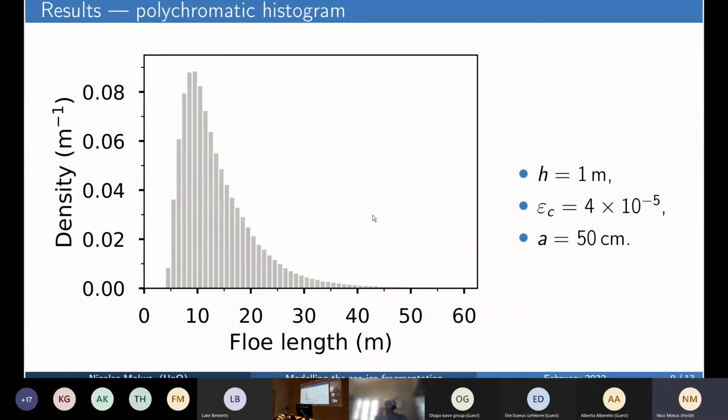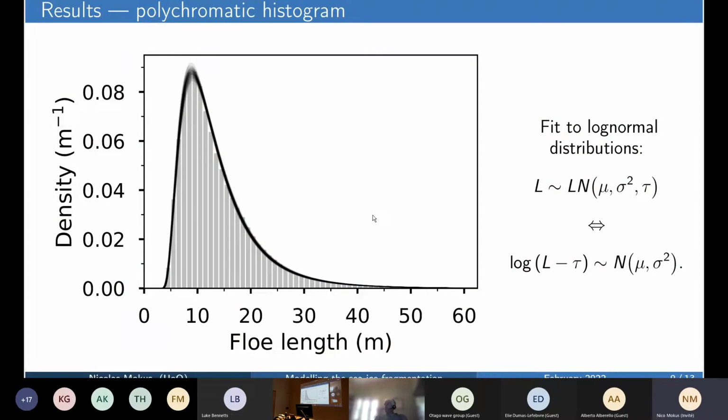To each one of these 500 datasets, I fit a lognormal distribution. A random variable is lognormally distributed if its logarithm is normally distributed. The distribution has 3 parameters, including a location shift. There is some dispersion between the fits, especially around the mode of the distribution, so where the most common flow size is located. But they are in good agreement with one another and a good fit to the data.